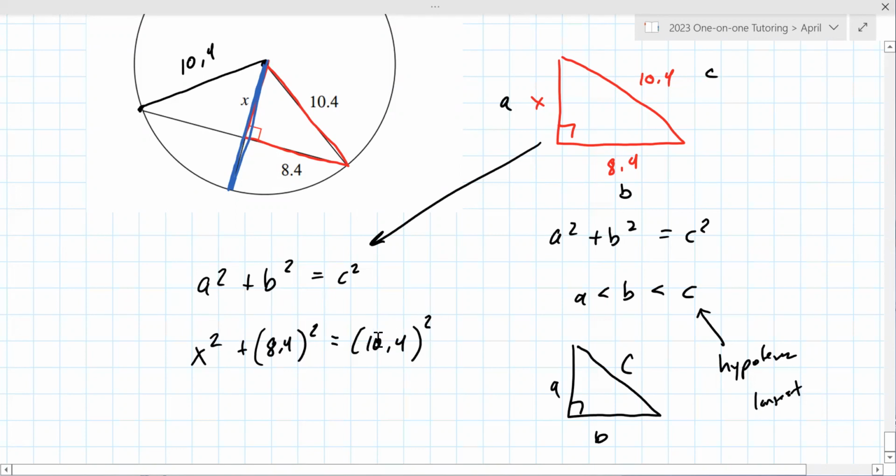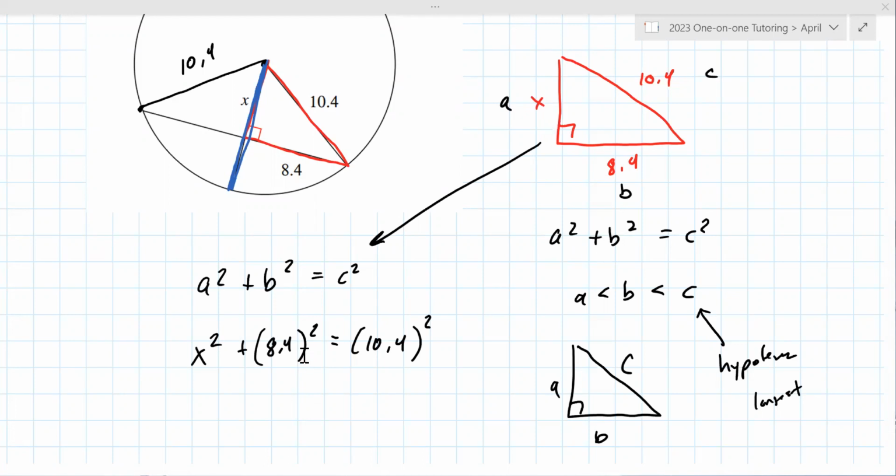So you're going to square this number. You're going to square this number. And then you want to move this 8.4 squared to the left. Is it clear what I'm asking for or not? Move it to the left. I'm sorry, to the right. Boy, that was, yes. I'm a little confused.